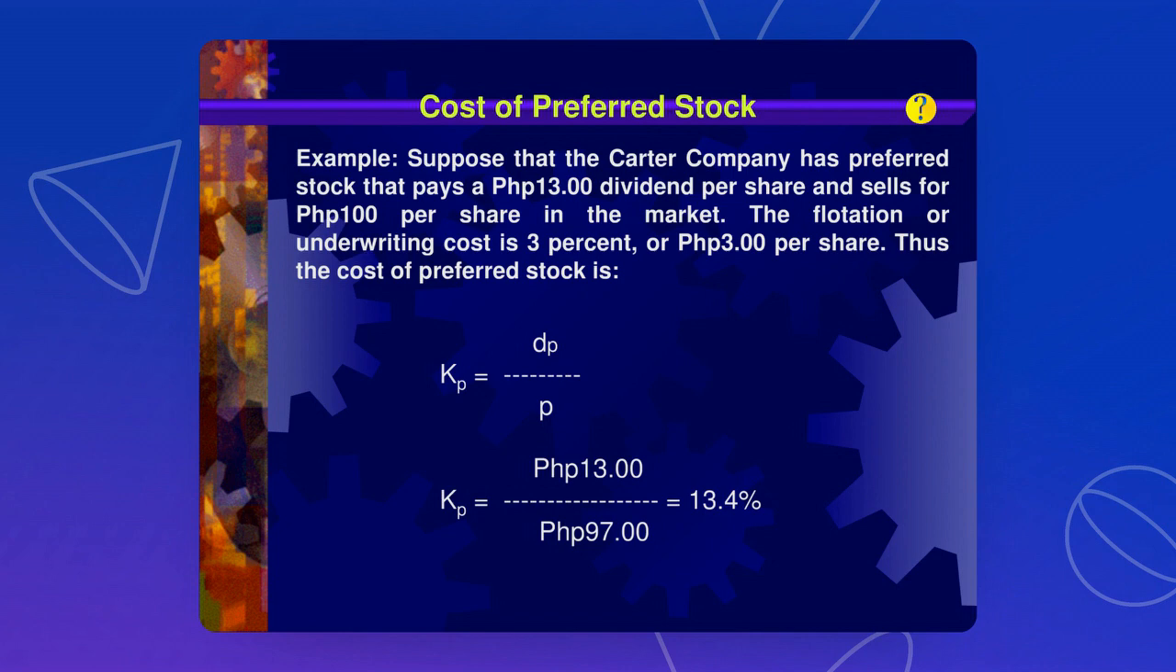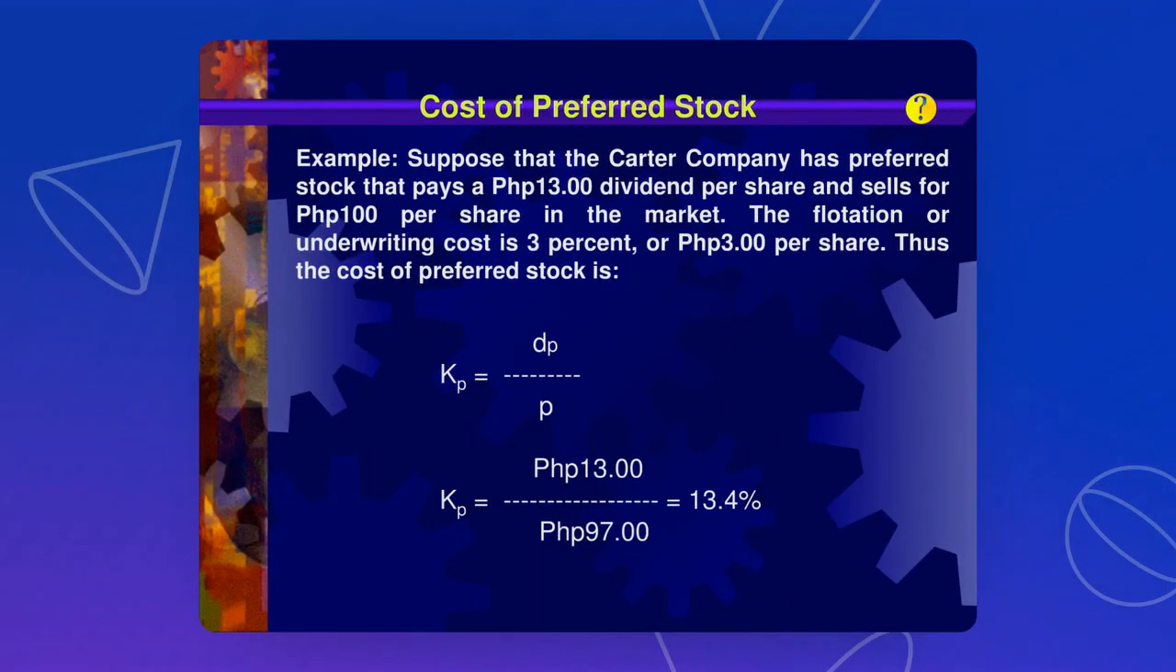Meaning to say, class, the 13.4% here is now your cost of preference shares. Again, my question to you, class, is 13.4% already your answer? Very good. 13.4% is already your answer because it is not subject to tax. Because again, dividends are not part of your income statement. Thus, we will not compute for net of tax in computing your cost of preference shares. Thank you very much.